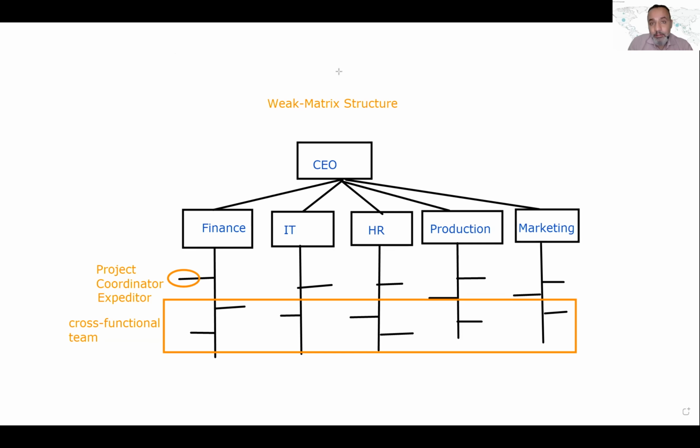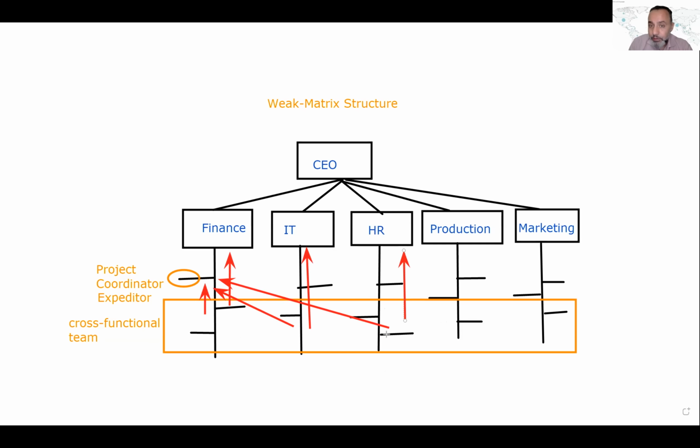So it's weak, and it's now a matrix, because now the project team will have to report to 2 bosses. Now this guy will have to report, for instance, to the project coordinator and to the functional manager. This guy will have to report to the project coordinator and to the functional manager. So we have created that matrix.